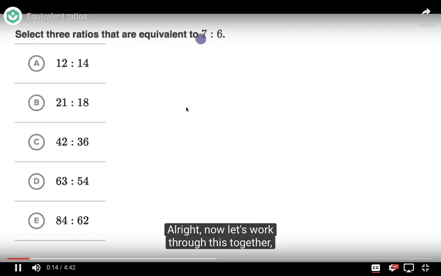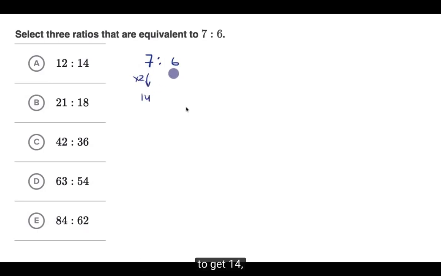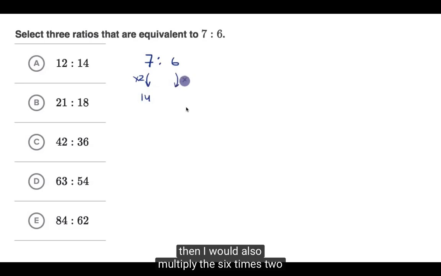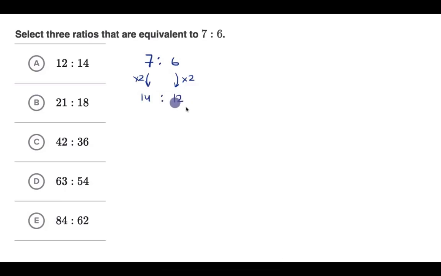All right, now let's work through this together. The main thing to realize about equivalent ratios is we just have to multiply or divide the corresponding parts of the ratio by the same amount. So before I even look at these choices, if I have 7 to 6 and I multiply the 7 times 2 to get 14, then I would also multiply the 6 times 2 to get 12. So 14 to 12 is the exact same ratio.